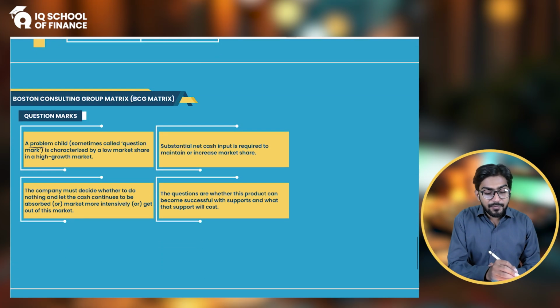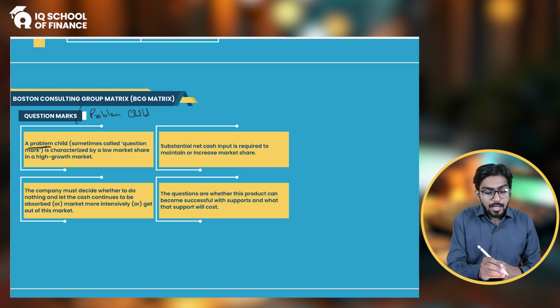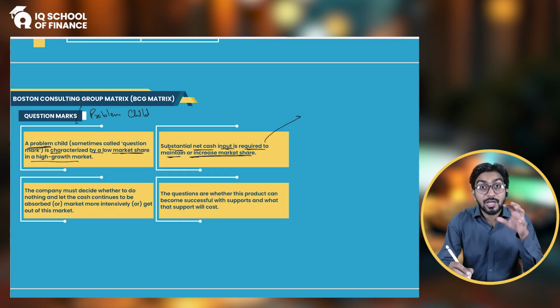A problem child. We sometimes call it a problem child as well. So the question mark is also the problem child. All right. These are the two names which are used by different books or different examiners. All right, it is characterized by a low market share and a high market growth. Substantial net cash input is required to maintain or increase the market share. It is saying that you have to invest. You have to invest into this product.